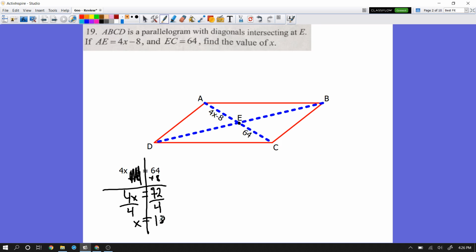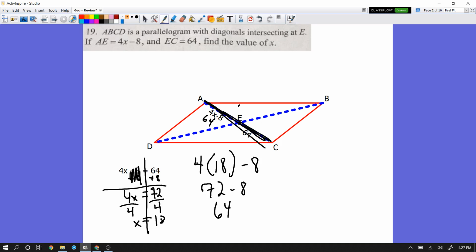So just to go ahead and plug that back in, because we should be able to say that 64 equals 64, and then we have a distance from A to C of 128. So that would be 4 times 18 minus 8. 72 minus 8 is 64. So we have a length of 64 here and 64 here, proving that A to E is equal to E to C, which means that A to E is half of the distance from A to C. So if 64 is 64, this whole line is 128.